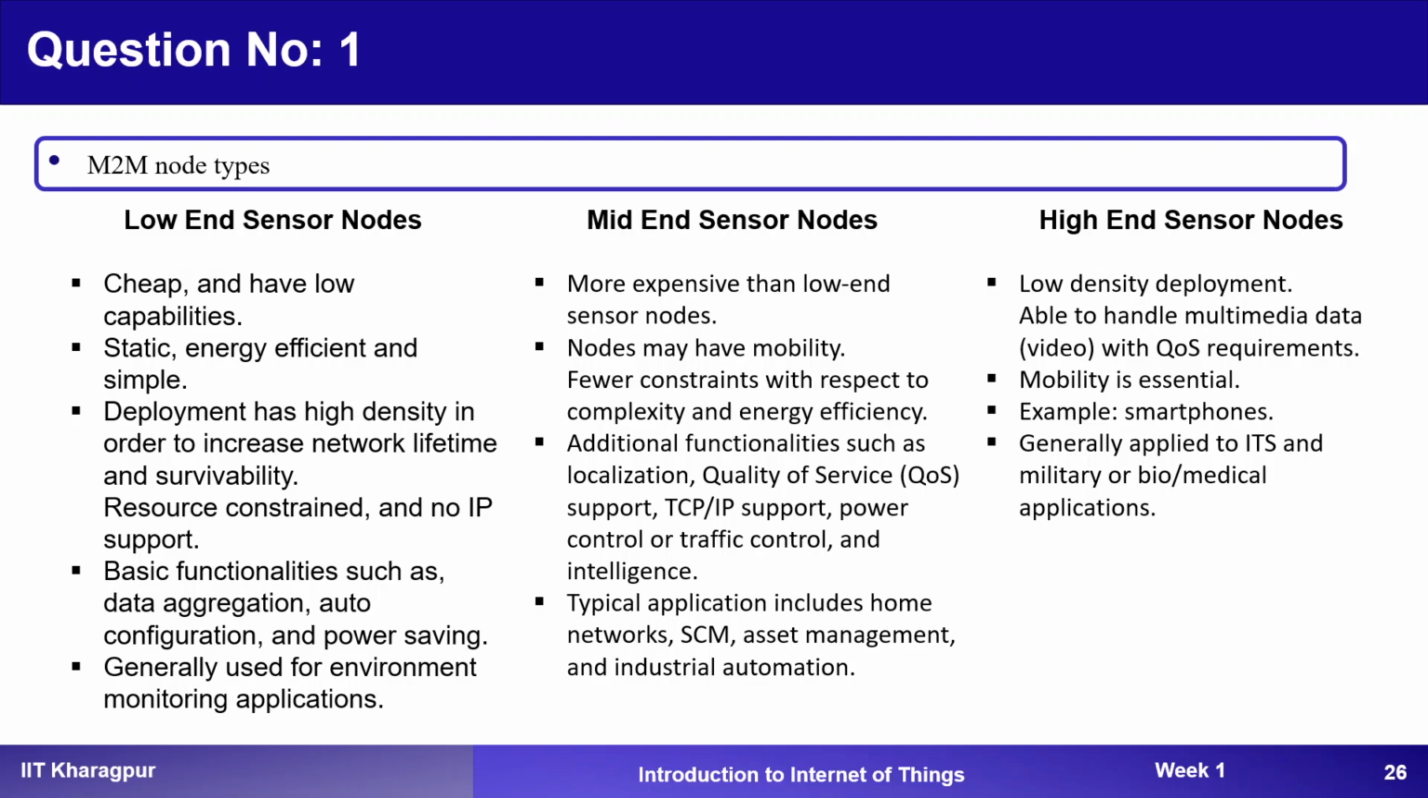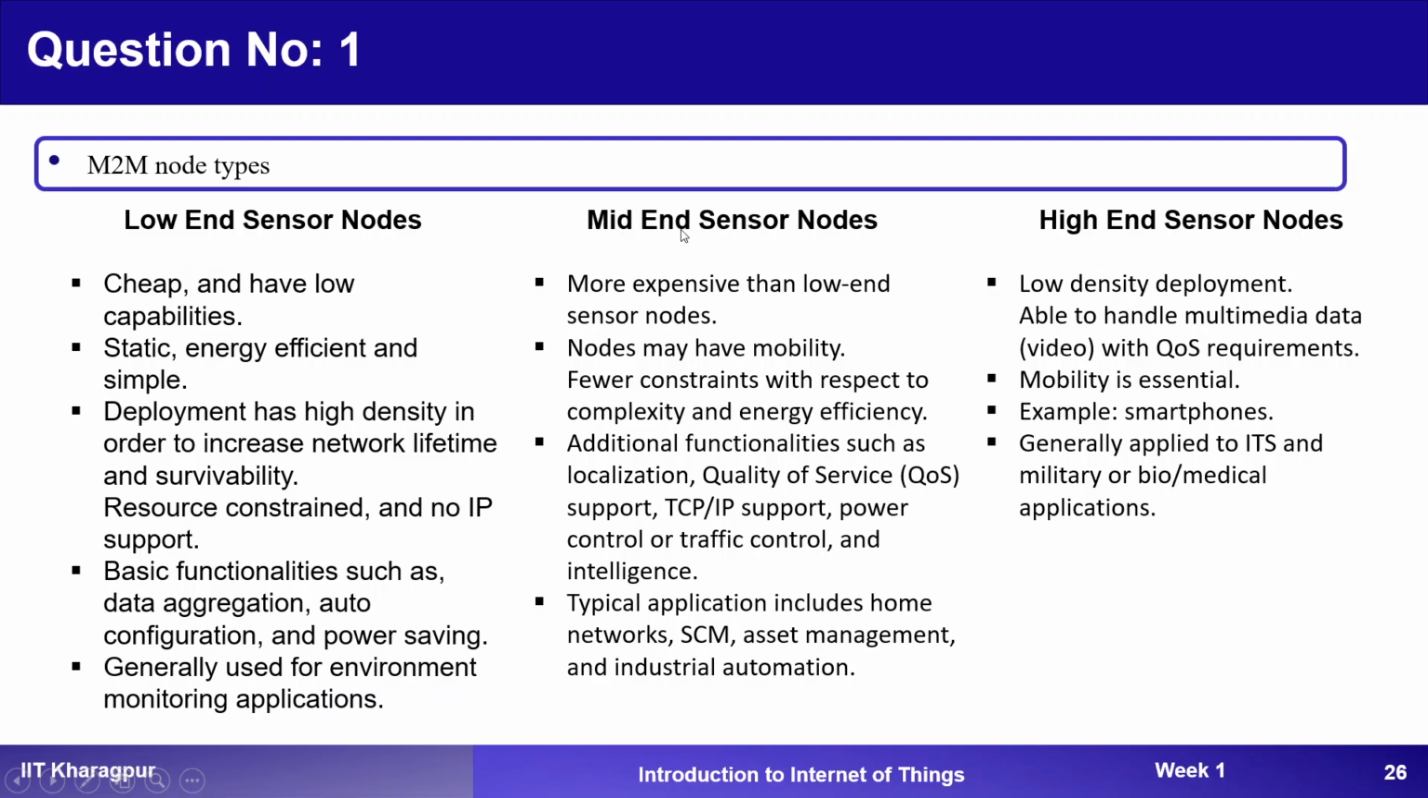Low end sensor nodes are cheap and have low capabilities. These are static as well as energy efficient. Further, the deployment has high density in order to increase the network lifetime and survivability. These are resource constrained devices and have no IP support. They perform various functions such as data aggregation, auto configuration, and power saving. These are generally used for environment monitoring applications.